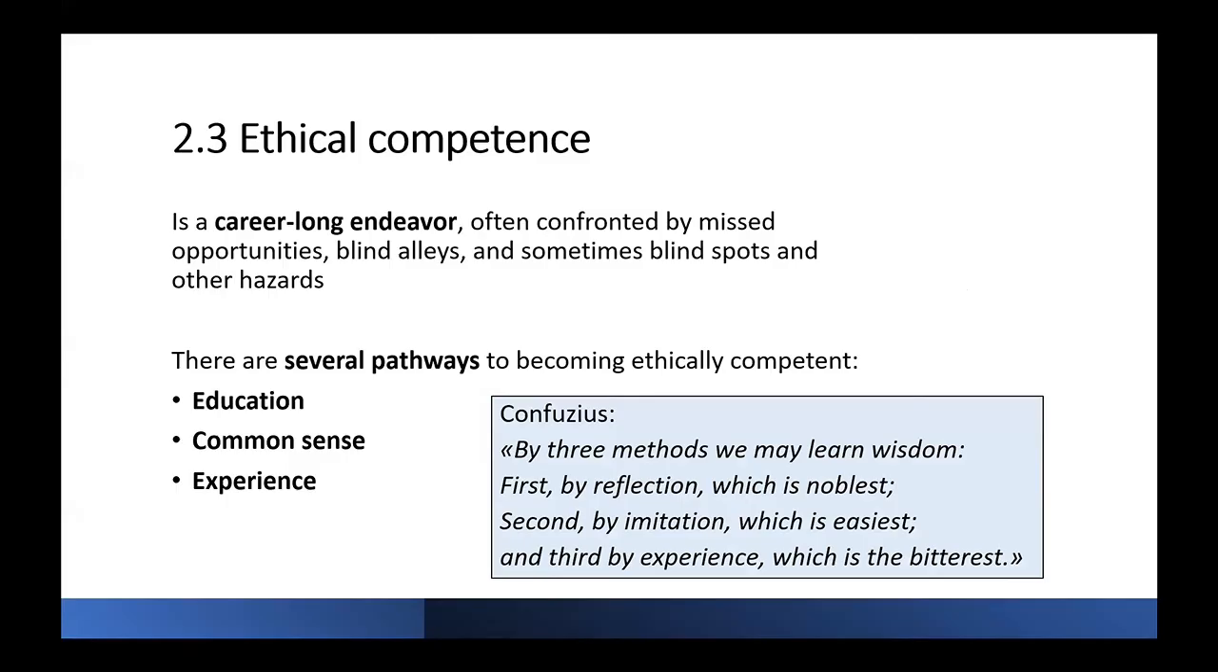And my last point is there are several pathways to becoming ethically competent. So it's about education, training, courses. There's common sense and experience, and it's not done with one course. It's a career-long endeavor. And my last word then would be Confucius, the three methods, how to maybe learn wisdom. I'm done.